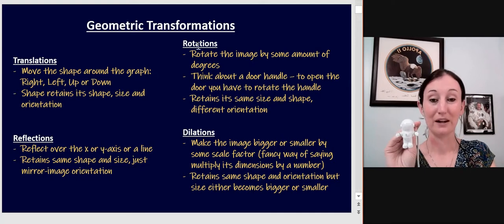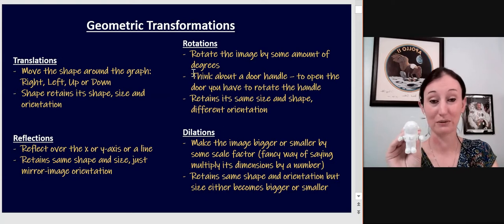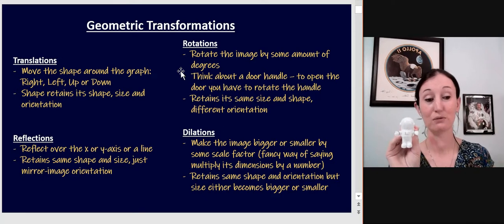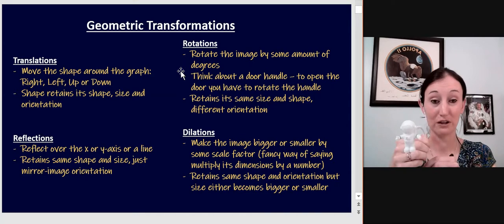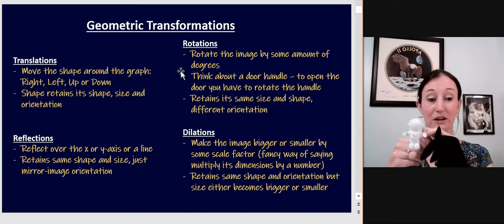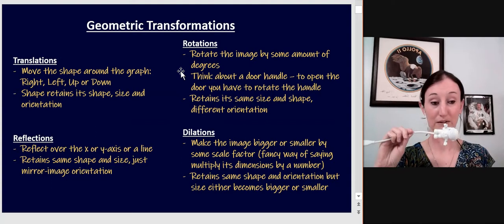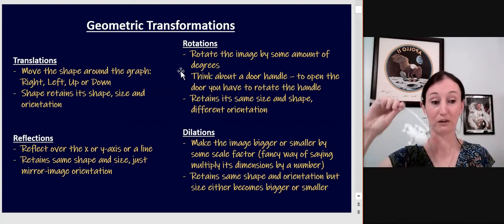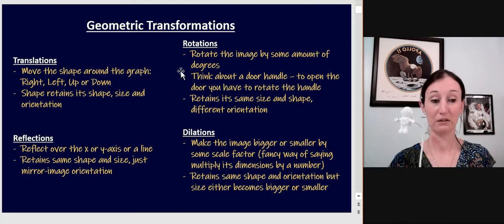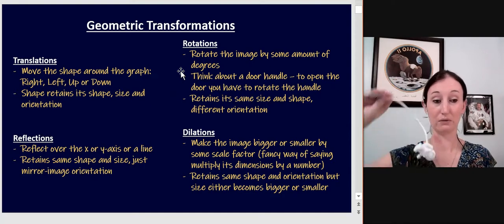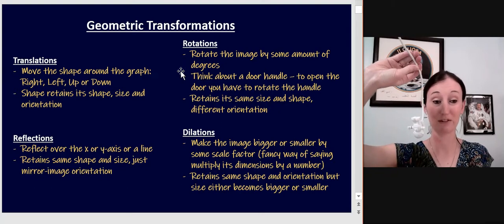But the next one we have is a rotation. We're going to take this astronaut and we're going to rotate him. So in this case, he's going to change orientation if we rotate this astronaut. He has now been rotated. Or we could turn him upside down. So we were here and we have rotated him. So his orientation has changed, but nothing else about this astronaut has changed.